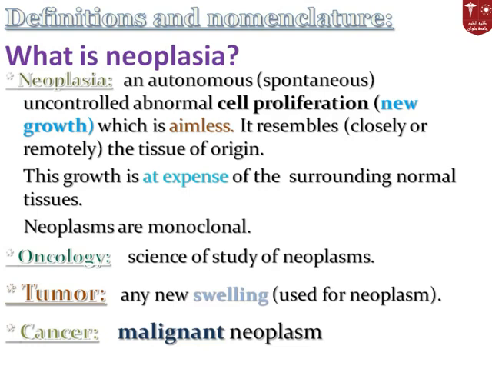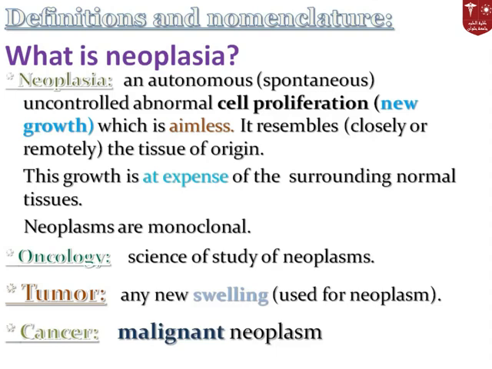But this form of cell proliferation is autonomous. Autonomous means spontaneous, without a cause and without control. We cannot stop this cell proliferation because the body has no control over it. And at the same time, this cell proliferation is aimless. It has no useful function. So this is neoplasia or neoplasms. So in neoplasm, cells proliferate. The proliferation is uncontrolled and autonomous.